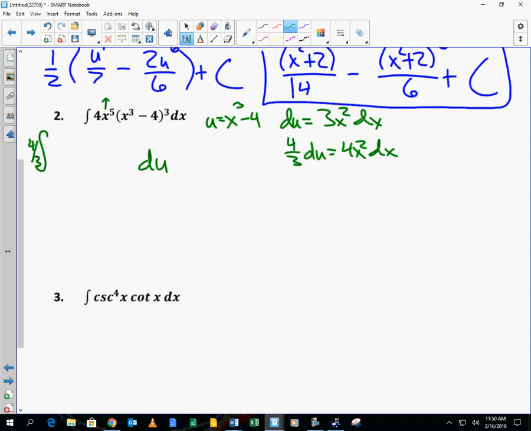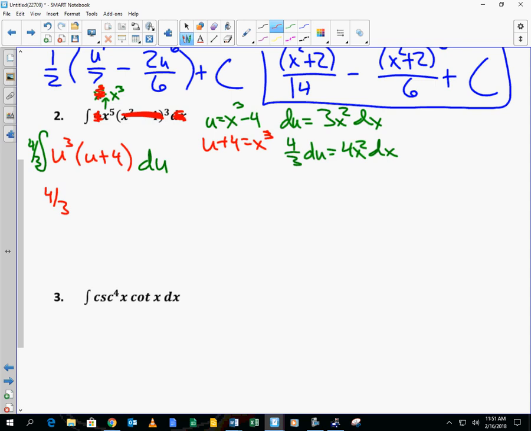So I'm going to rewrite this x to the 5th as x squared times x to the 3rd, right? So I've just gotten rid of the 4. I've gotten rid of x squared. I've gotten rid of dx. What can I put in place of the x cubed minus 4 to the 3rd? u to the 3rd. Now I need an x to the 3rd. u plus 4 is x to the 3rd. I call this a double substitution. All of a sudden, it's no big deal.